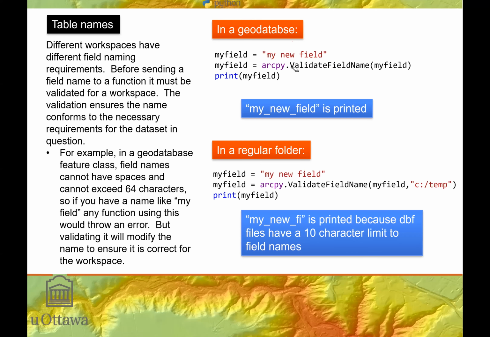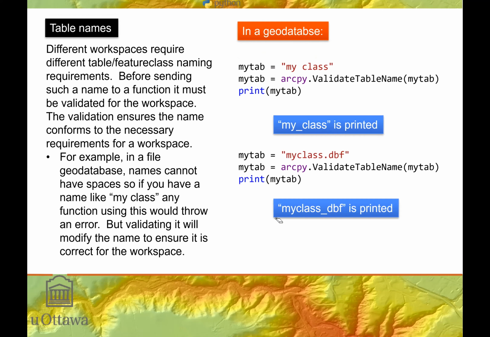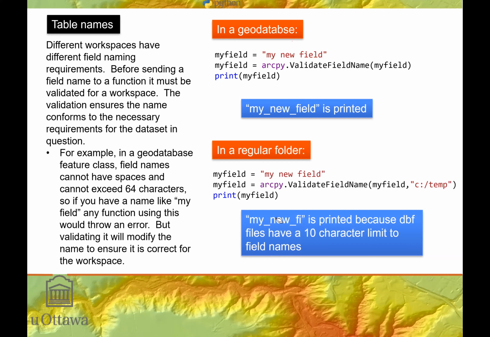In a regular folder, for example, that would require you to write a shapefile or a DBF file. And this wouldn't work out. It would be truncated to a maximum of 9 characters. And underscores would be put in for the spaces in a regular folder. So validate table name and validate field name are things that you use before writing data to your geodatabase.